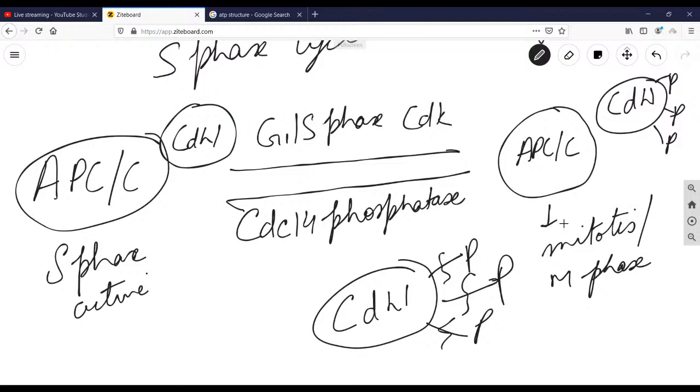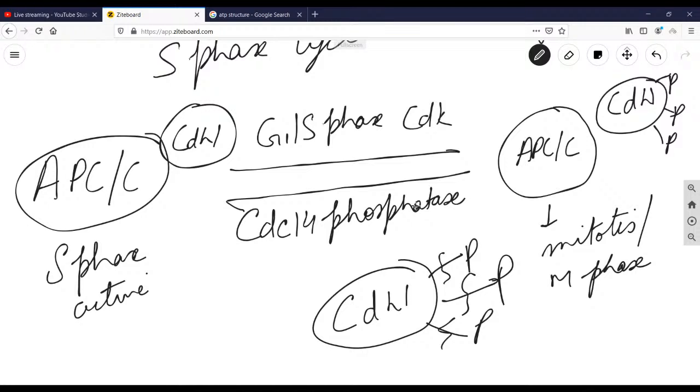Now, why does this happen in mitosis? After mitosis you enter G1 and not directly the S phase, because after mitosis the cell has divided. Now you don't need to replicate the DNA again. You need to first replicate the organelles.